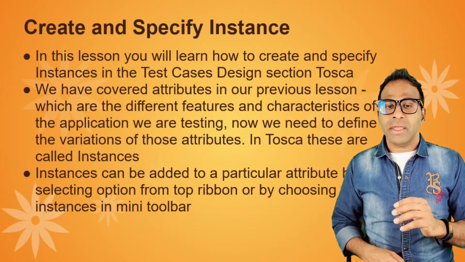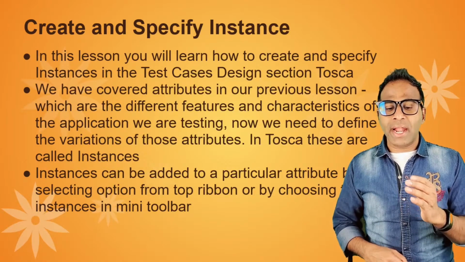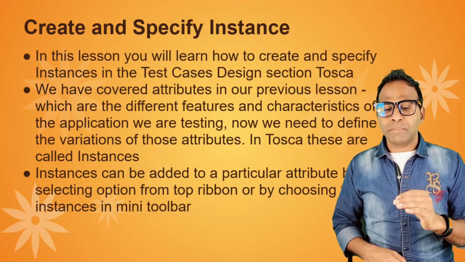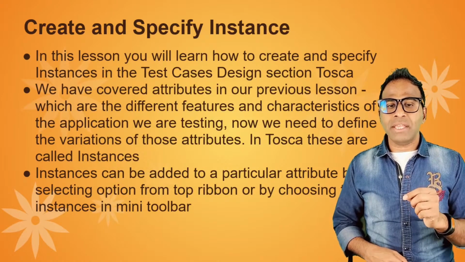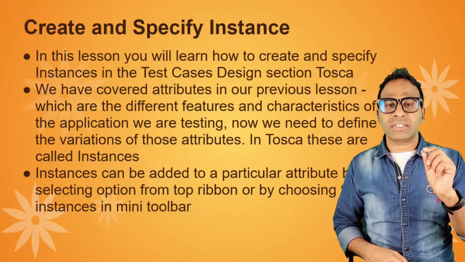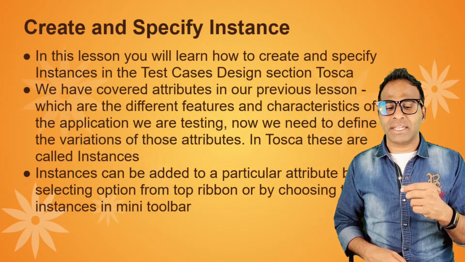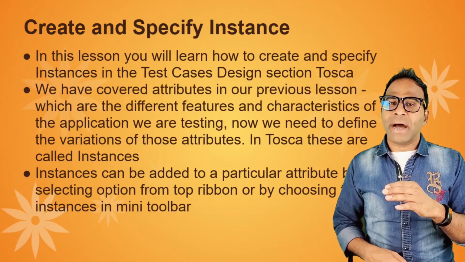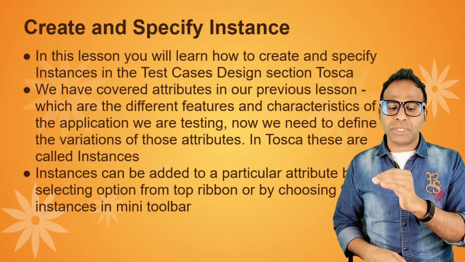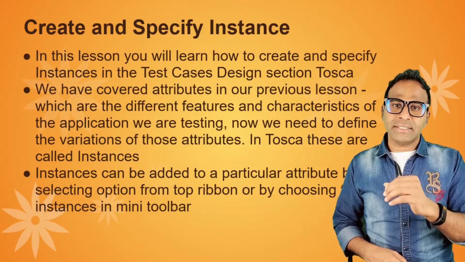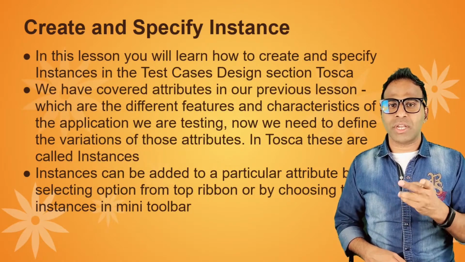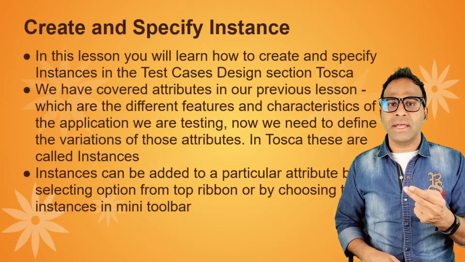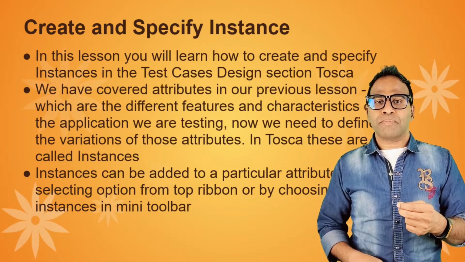Instances can be added to a particular attribute by using a top menu option, basically by selecting an option from the top ribbon, or by choosing the option of instances in a mini toolbar. So there are two ways where you can add an instance for any given attribute.